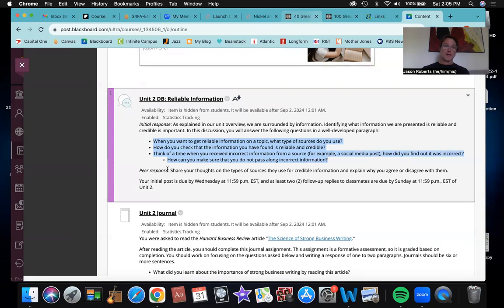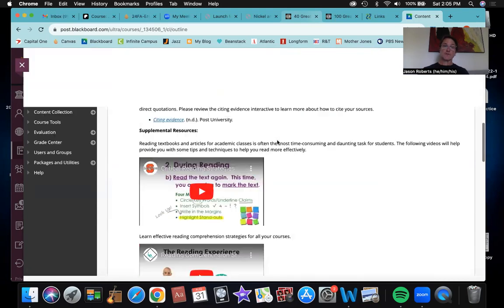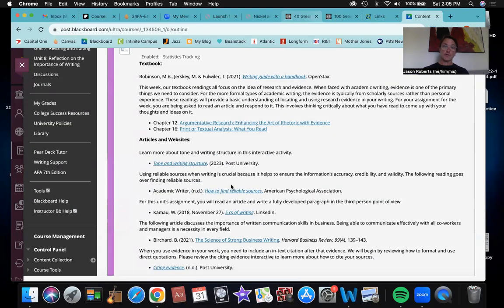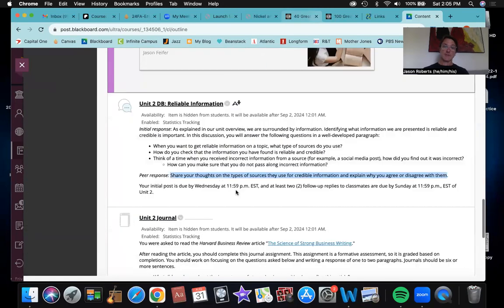For your peer response, you have 2 peer responses to do. There's a specific question for the peer response. The original post is due by Wednesday, and your 2 follow-up replies, your 2 peer responses, are due by the following Sunday. So make sure that you're hitting those due dates as well. And again, this is about reliable and unreliable sources. So that's going to be referring to what you're reading about in this link right here. Make sure you've read that and understand what's happening with that.